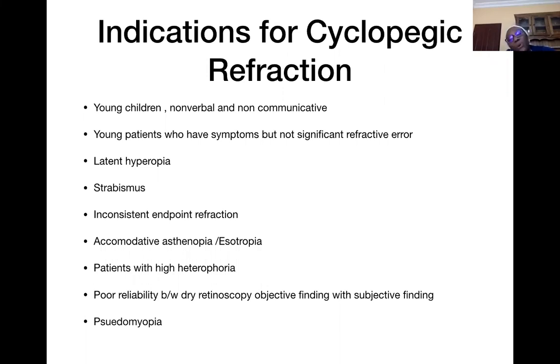inconsistent endpoint refraction, those with accommodative astigmatism or esotropia, then patients with high heterophoria. Then if you have a poor reliability between the dry retinoscopy objective finding and the subjective finding, and you think that there is some problem there, then you might have to do cycloplegic so that you have an endpoint. Then those with pseudomyopia, whereby it's a temporary shift due to spasm of the ciliary muscles, which can increase the refractive power of the eye in some cases. So by doing cycloplegic refraction, you'll be able to abolish that.